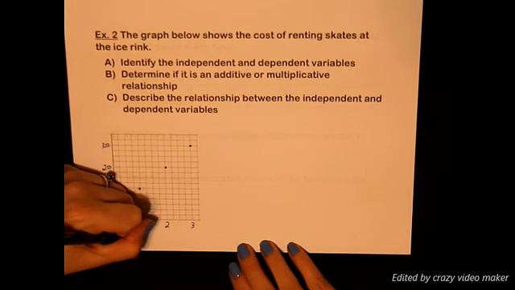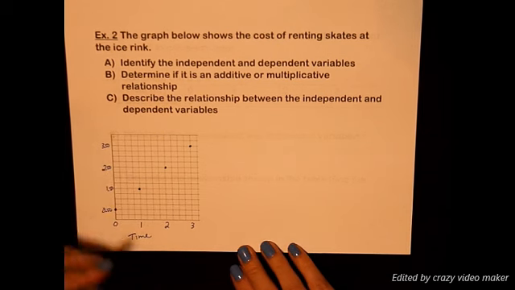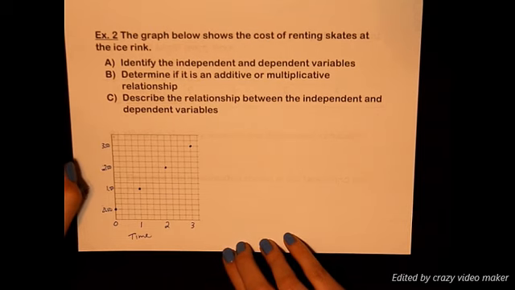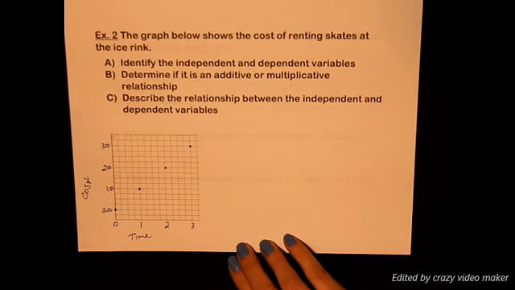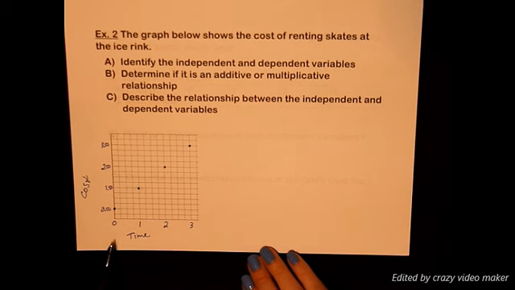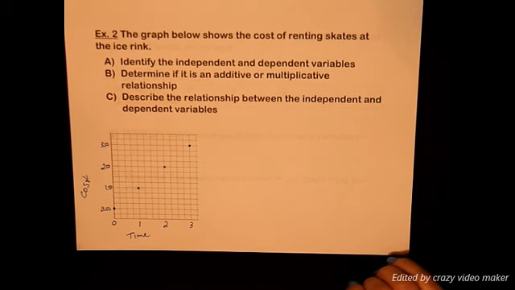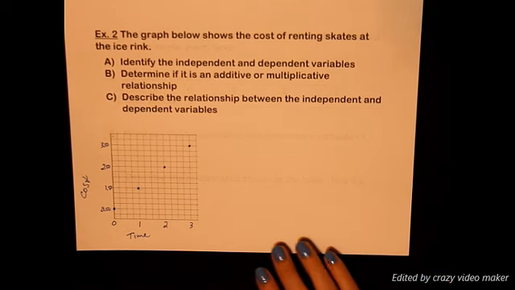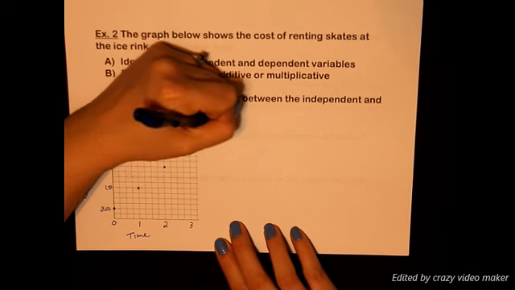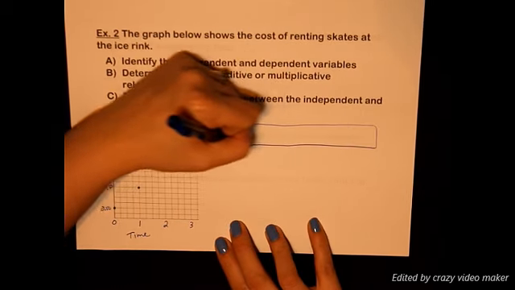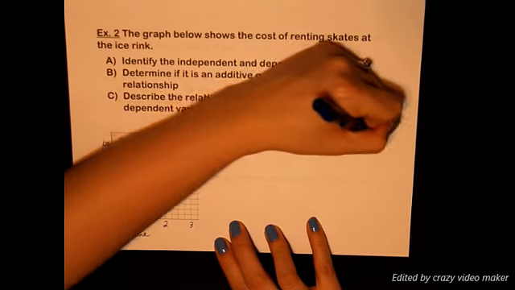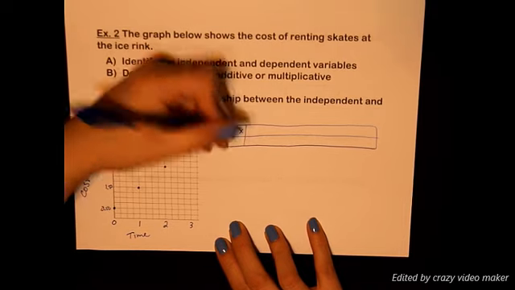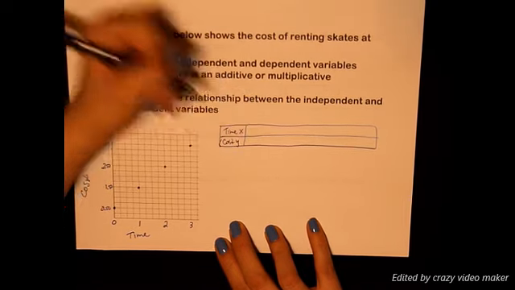So along here, our x-axis, this is the time that skates have been rented. And along your y-axis, that's going to be the cost to rent your skates. So we're looking here. What I said before, we have to take our information and put it into a table if it's in a graph here. So you just get some points. So you have your time, and that's our x, and you have cost, which is your y.